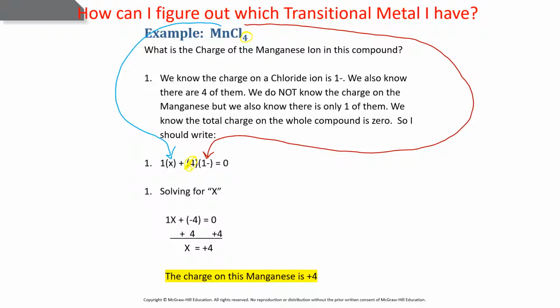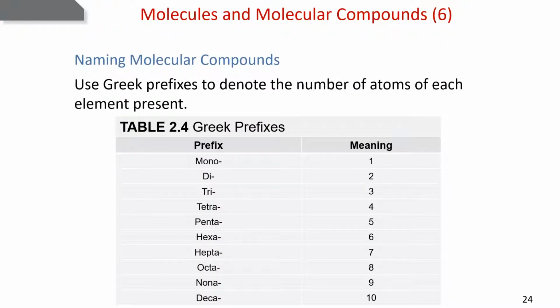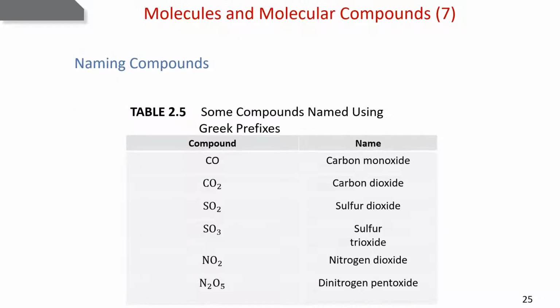This sheet is uploaded for you to reference, and there are a few other examples on that reference sheet in the helpful information. Now, we are also going to be using Greek prefixes. You need to know these through the number 10. You know, mono, di, tri, tetra, penta, etc. You need to know these through 10, and we're going to learn when to use them in just a minute. Here are just some examples of compounds that use the Greek prefixes. You know, carbon monoxide and carbon dioxide. That mono means 1, right? 1 oxygen, and di meaning 2.